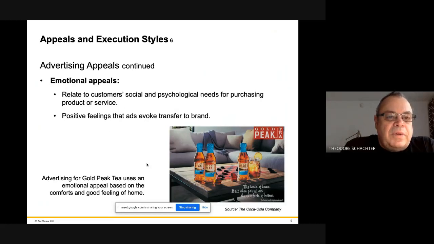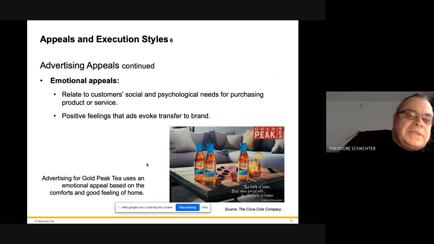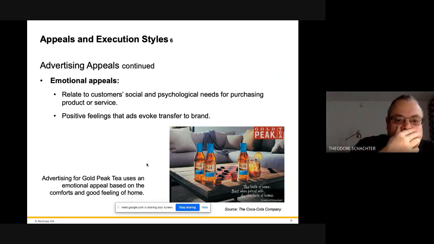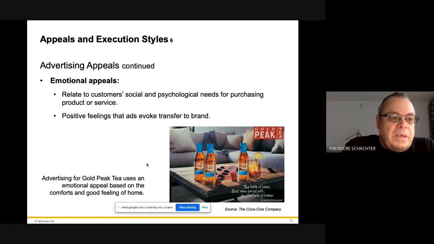Now, the other side of informational and rational is emotional, and that relates to our social psychological needs for purchasing a product, and it has to do with how we feel about the product. Because in a purely rational world, and I'm saying this while recording on a MacBook, a Dell, an HP, a Chromebook would be just as good and a lot cheaper. But we're going for Apple, at least I did, because I really like the brand.